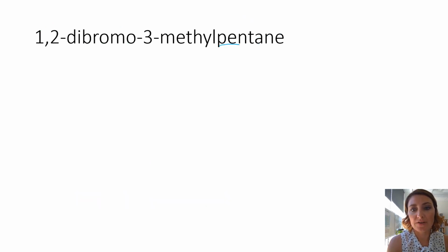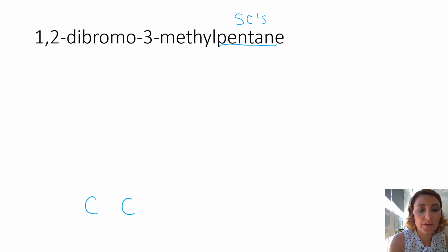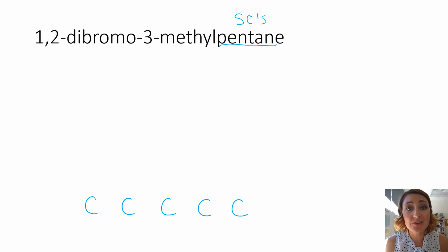Starting with our parent chain, we have a pentane. Pent, think about a pentagon as 5 carbons, all single bonds with the A and E. So I'm going to draw my parent chain, and I'm going to leave my carbons lots of room because I don't know how many hydrogens they're going to need or if they have bonds or what's going on. All right, parent chain taken care of.